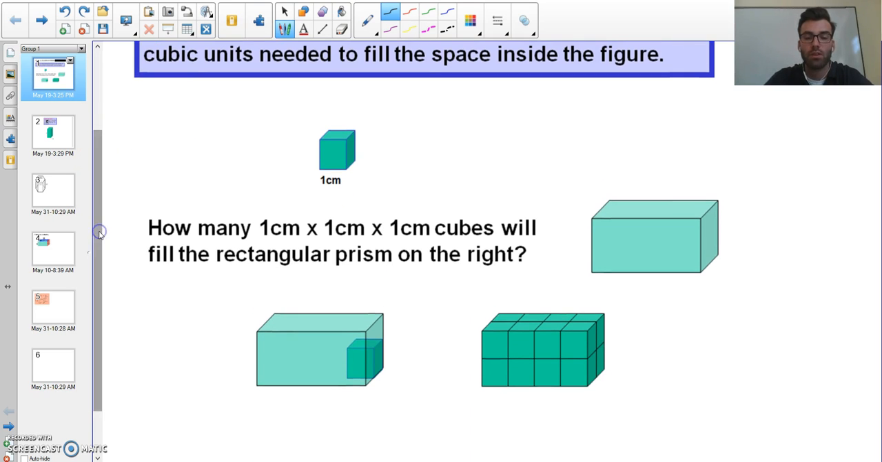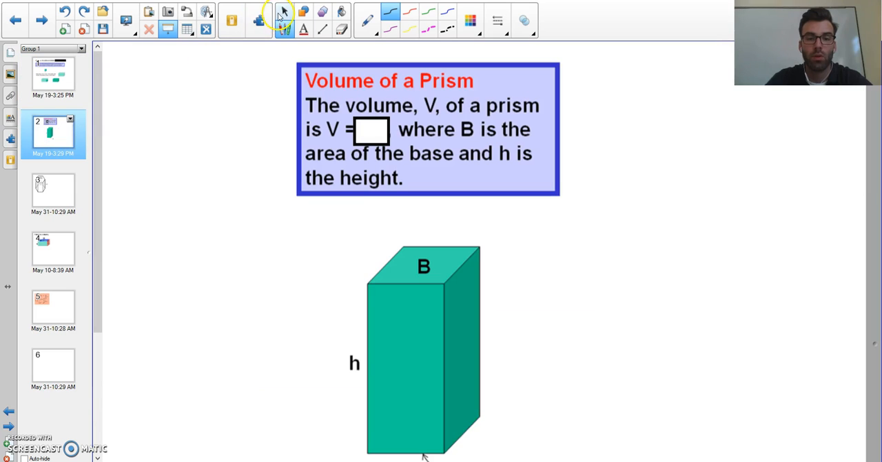figure. So what I'm finding is how many 1 by 1 cubes will fill my rectangular prism on the right. You can see here if I put 1 in, I have 1, 2, 3, 4, 5, 6, 7, 8, 9, 10, 11, 12, 13, 14, 15, 16. That's how many cubes would fit in. In order to find the volume of a prism, you do capital B, which is the area of the base, times the height of your shape.